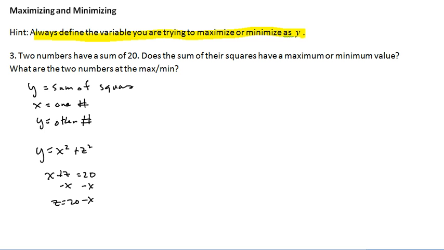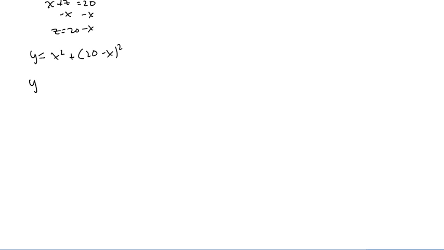So that will give me y equals x squared plus (20 minus x) squared. Remember that (20 minus x) squared is 20 minus x times 20 minus x. So that'll give us 400 minus 40x plus x squared. So to rewrite that in a little better form, y equals 2x squared minus 40x plus 400.